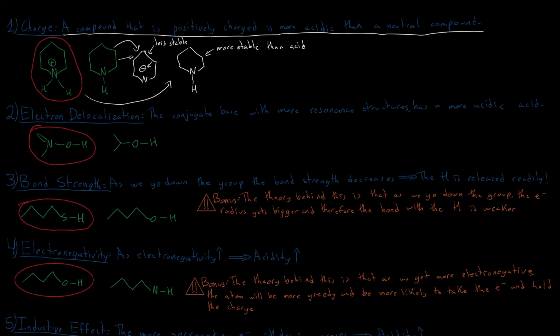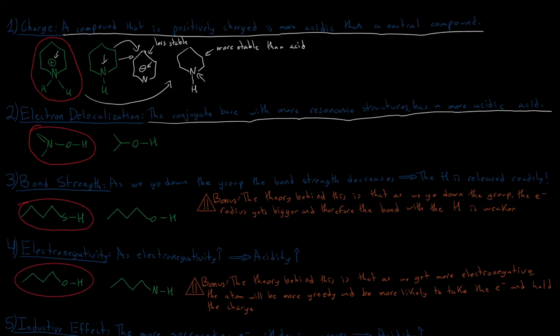will occur. Here we have a positive charge, and we're moving to a neutral compound. Therefore, we will move towards it at a faster rate, and the compound will be more acidic than a neutrally charged compound. As for our second rule, electron delocalization. The conjugate base with more resonance structures has a more acidic acid.